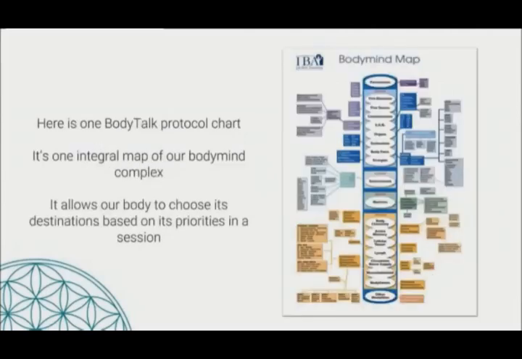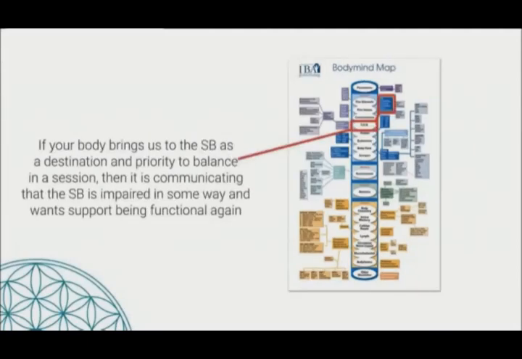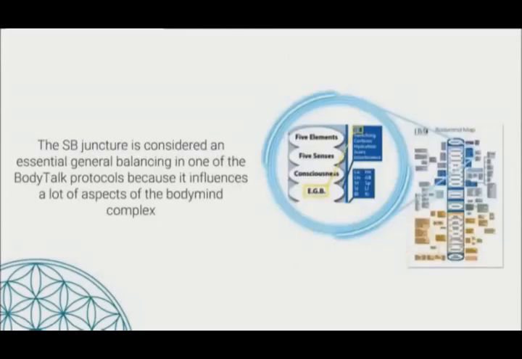Here's one of the BodyTalk protocol charts. It's an integral map of our body-mind complex, and this map allows our body to choose its destinations based on its priorities in a session. If your body brings us to the SB as a destination and priority to balance in a session, then it is communicating to us that the SB is impaired in some way and wants support being functional again. The SB juncture is considered an essential general balancing in one of the BodyTalk protocols because it influences a lot of aspects of the body-mind complex.